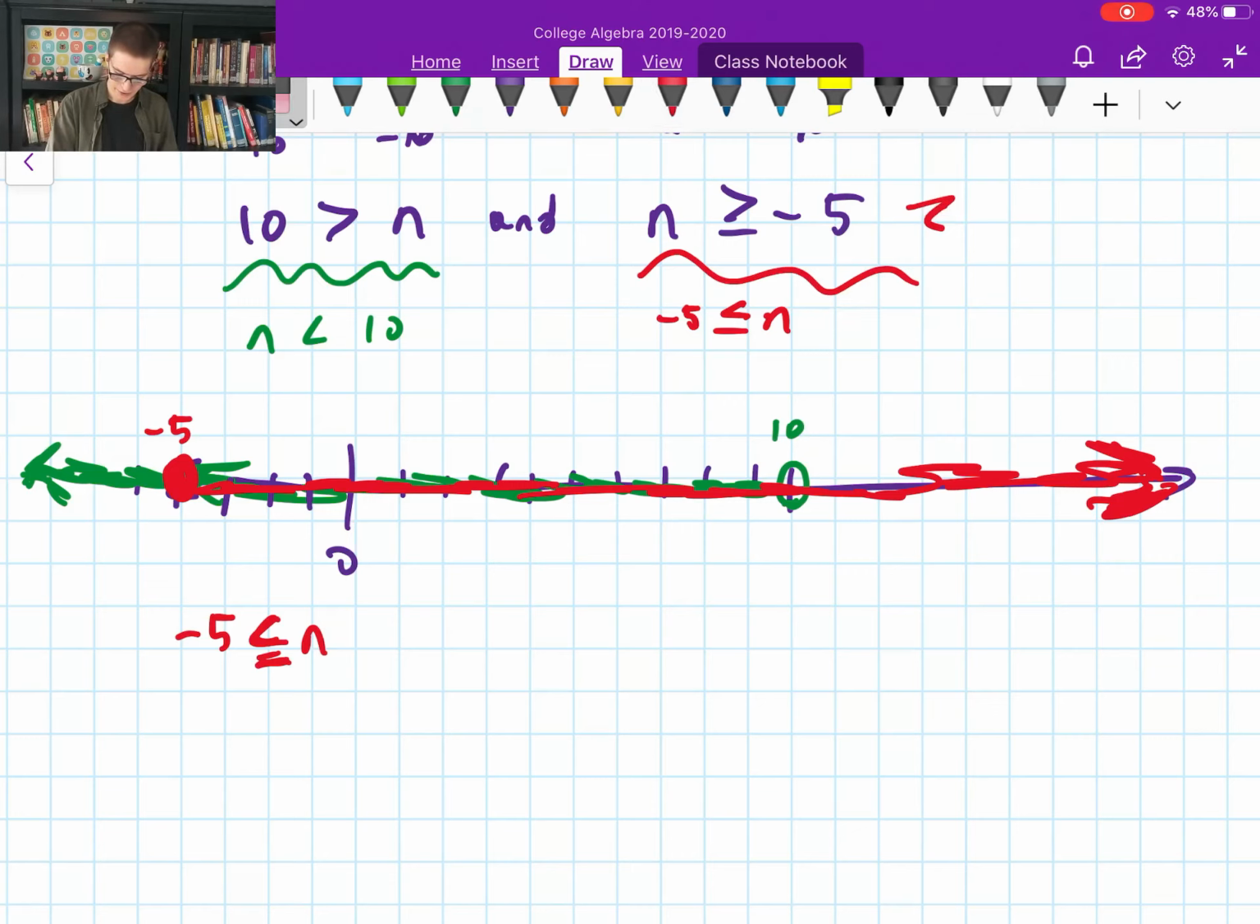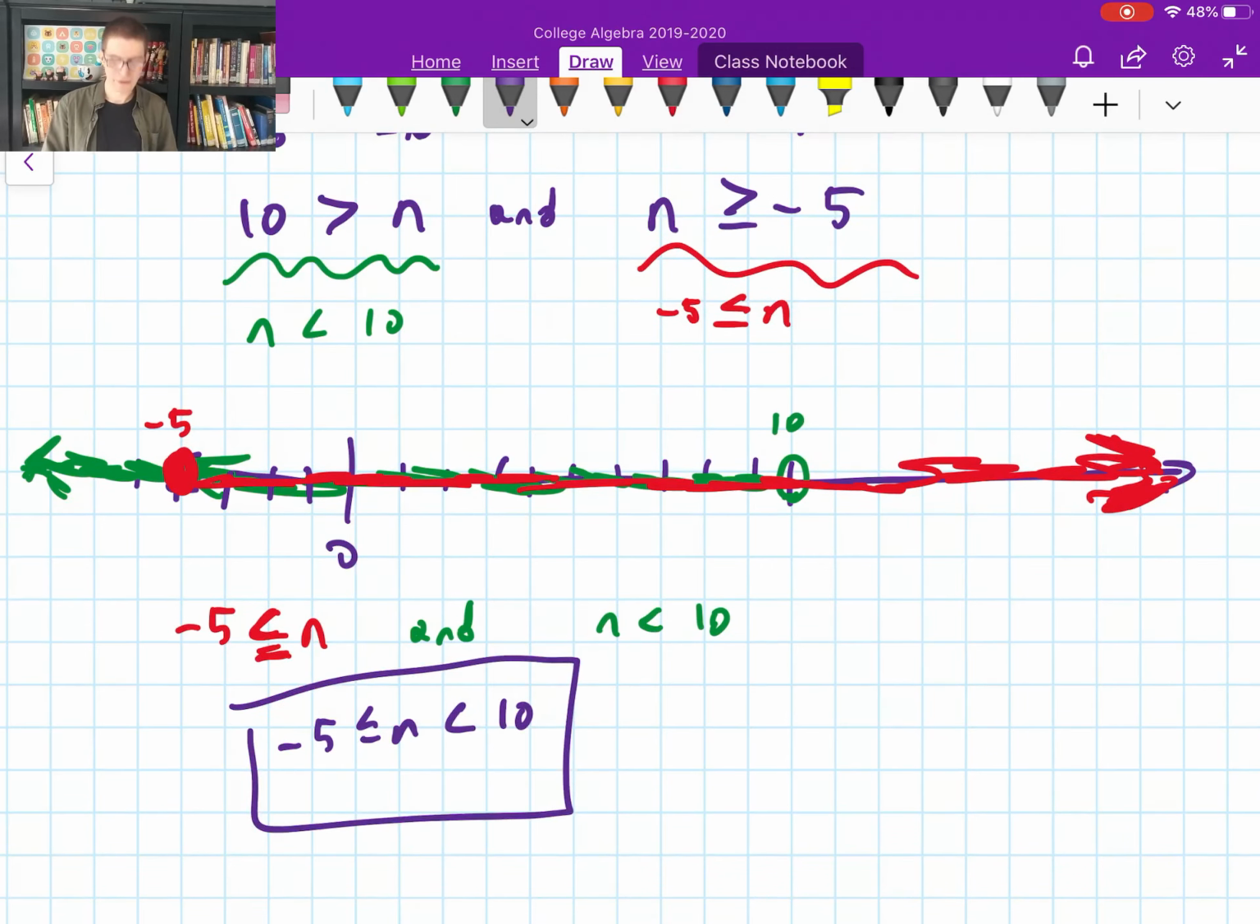That's what we did here. And then we go all the way up to 10. So the second equation is the green one, and n is all the numbers that are less than 10. And so we can say it's "and" n is less than 10. Okay, so now we can just smash these together, and we will get -5 is less than or equal to n, which is less than 10. Simple as that. And that's our answer.